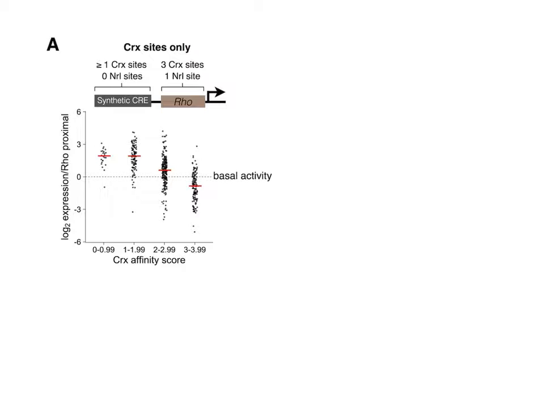The results support our hypothesis that activation and repression can be encoded in a regulatory sequence using only CRX binding sites. The x-axis shows the total CRX affinity of the sequences, while the y-axis shows reporter gene expression. The dashed line indicates the basal activity of the rhodopsin promoter.